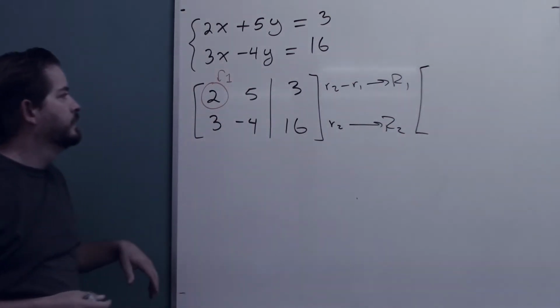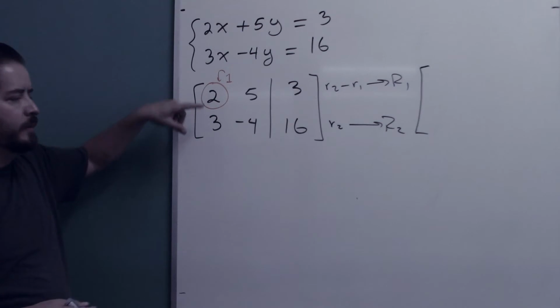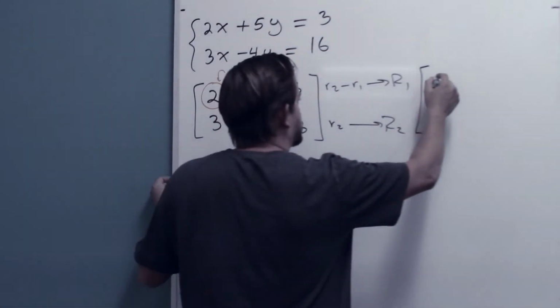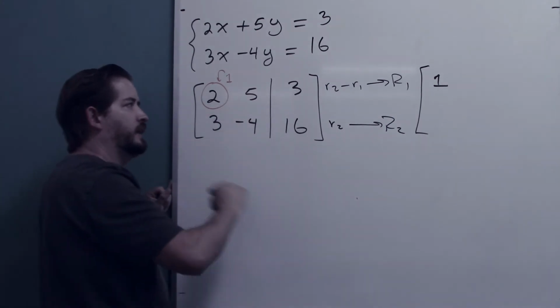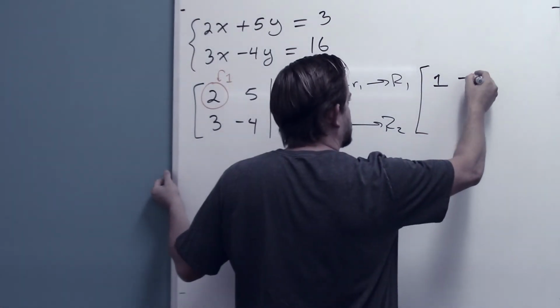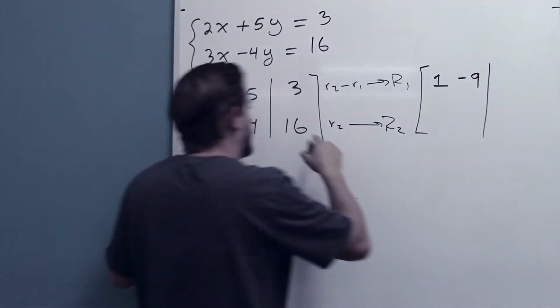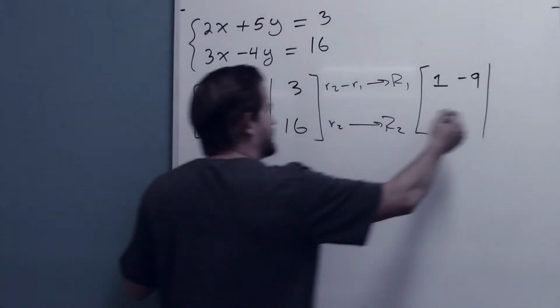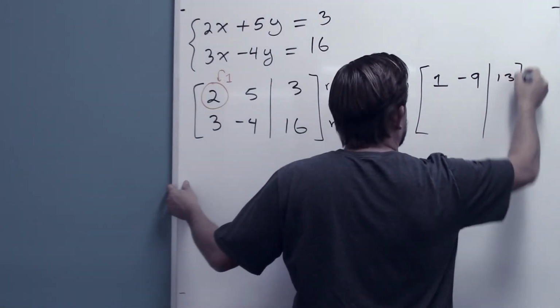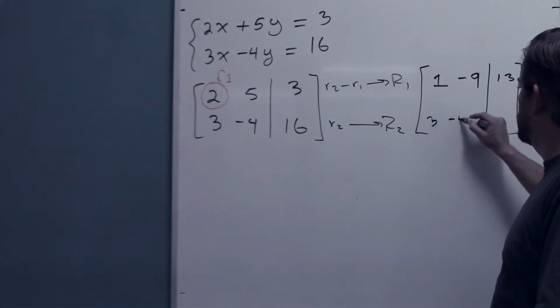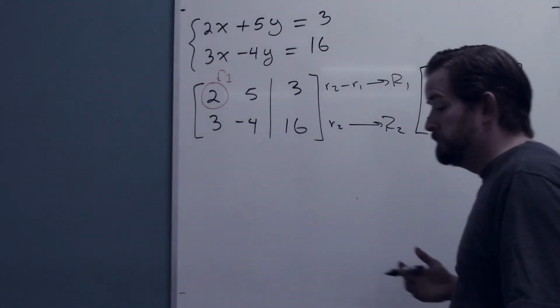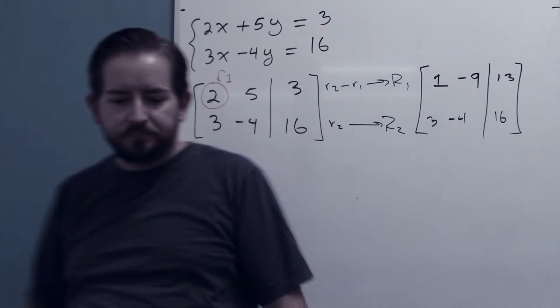Right? Row 2 minus row 1, 3 minus 2 is 1. That's great, that's what I want. Negative 4 minus 5 is negative 9. And 16 minus 3 is 13. And then row 2 didn't change, so 3, negative 4, 16. Great, step 1 is done.